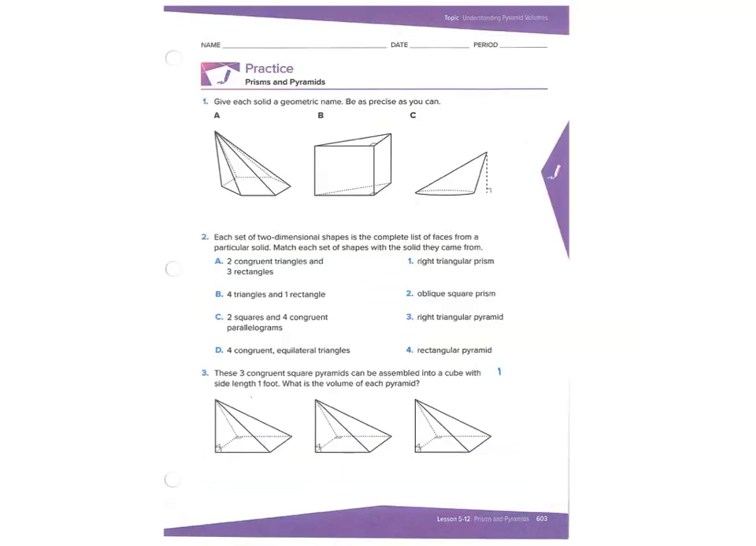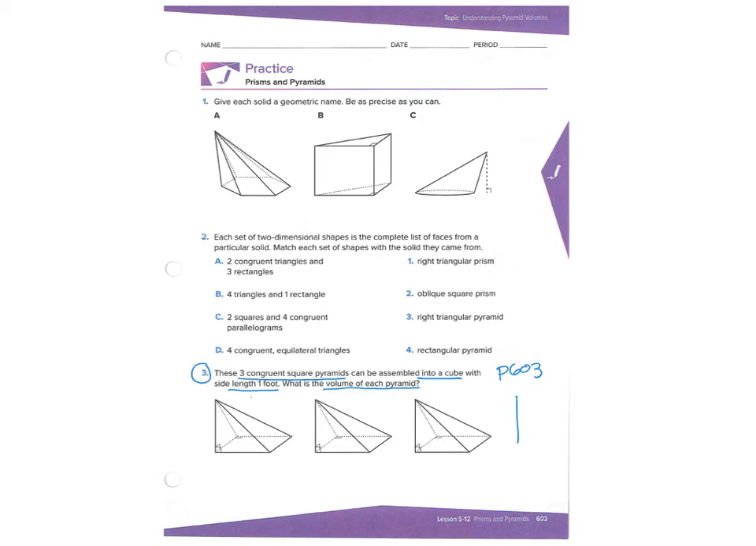So this is page 603 of your workbook. And number 3 deals with the idea of 3 pyramids being put together, assembled in such a way that they make a cube. So these 3 congruent square pyramids can be assembled into a cube, just like in the summary. It says that it has a side length of 1 foot. What's the volume of each pyramid?